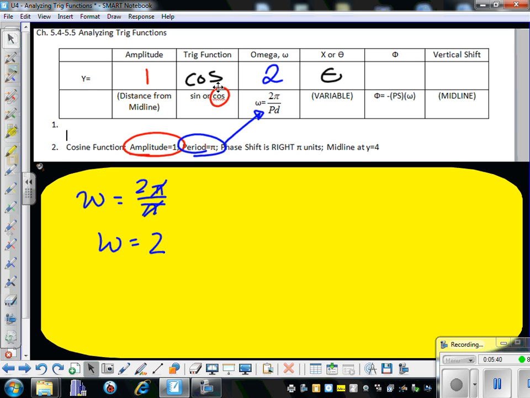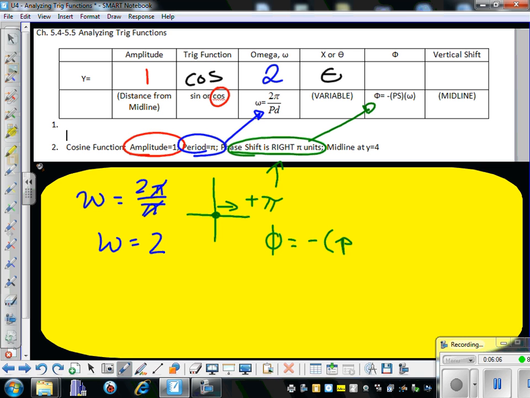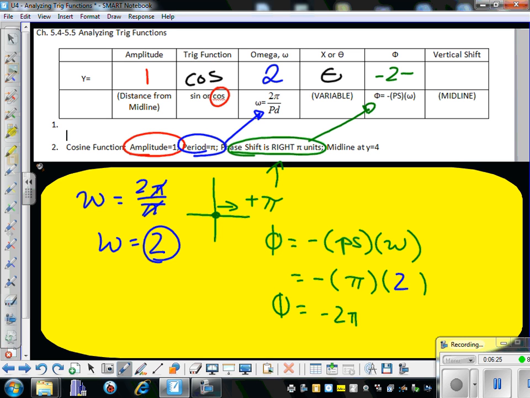Now we look and we see that we have a phase shift of right pi units. Now right pi units means it's going to be pi, and it's going to be positive, because if we move to the right of our x-axis from our origin, that's going to be in a positive direction. So we need to solve for phi. Phi equals, because we have our equation here that has our phase shift in it, negative phase shift times omega. So we have negative, our phase shift is pi. Jumping back here and getting our omega, which is 2. That'll give us a phi of negative 2 pi. So for phi, we get negative 2 pi.